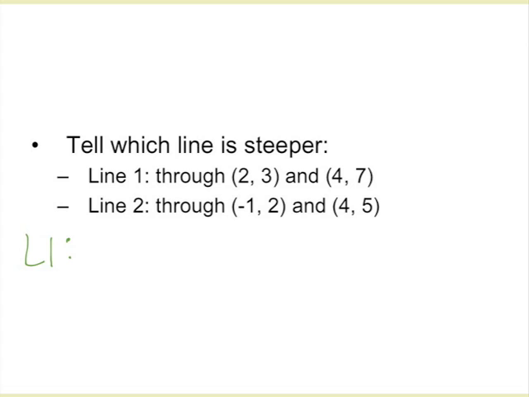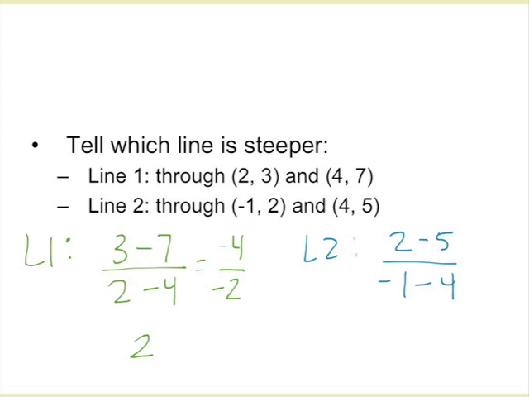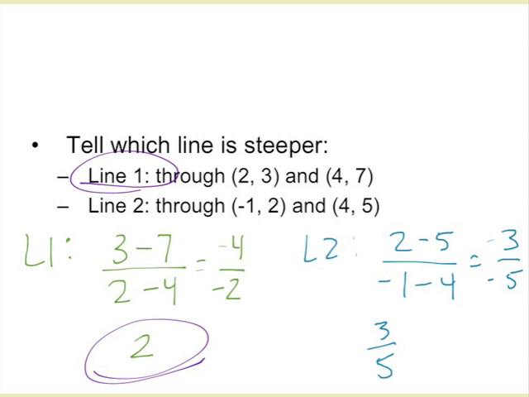So for line 1, I'm going to do y minus y over x minus x gives negative 4 over negative 2, which gives 2. For line 2, I'm going to do y minus y over x minus x, and I get negative 3 over negative 5, or 3/5. Then we want to compare which one of these is bigger. The bigger slope is the steeper line. So the winner here is 2. So line 1 is our steeper line.